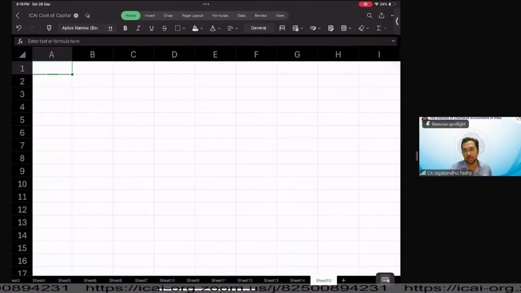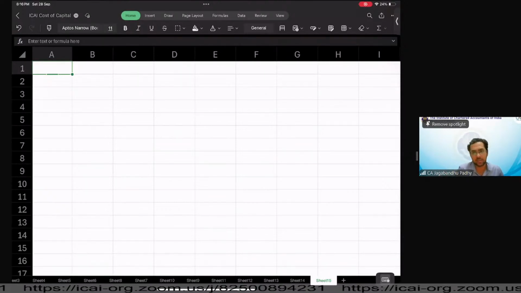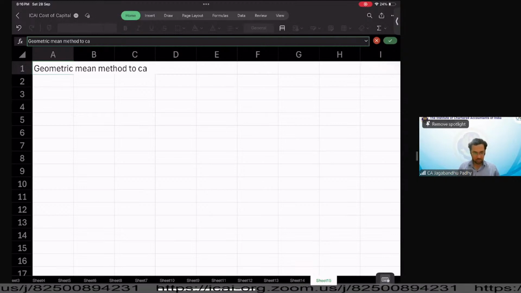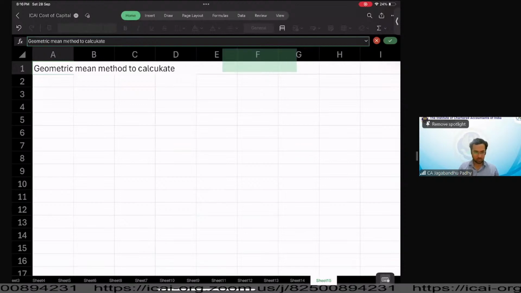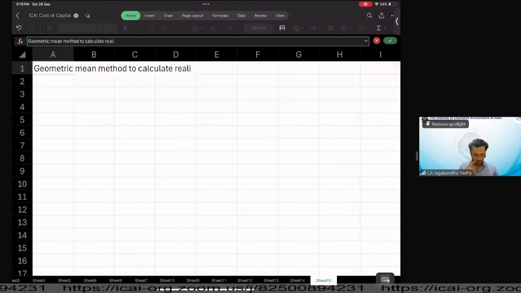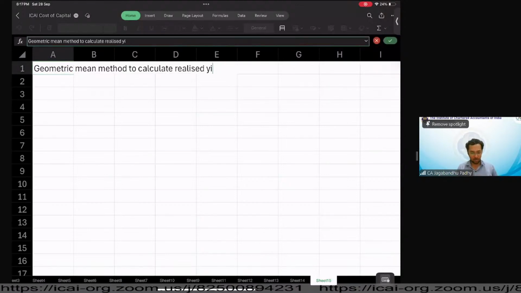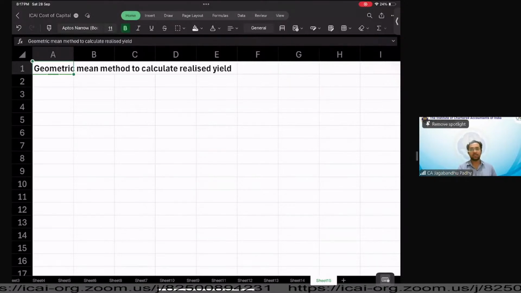One last question, which is again based on the realized yield, but it's a bit different thing. Realized yield approach, a different approach, or a geometric mean method to calculate the realized yield. We are looking at the geometric mean approach to calculate the realized yield. Let's try to understand this.